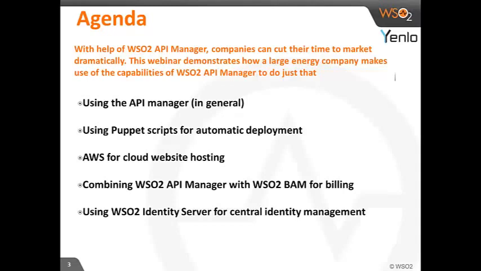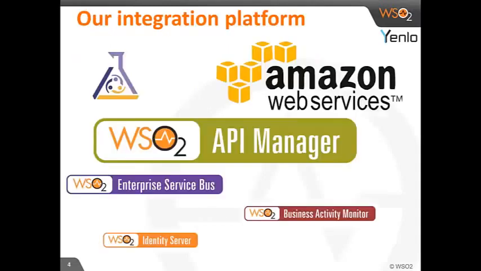We're going to see all kinds of products. We have Puppet, Amazon, and of course WSO2 products. We have the WSO2 API Manager, which is why we did the webinar today. We have the Enterprise Service Bus, the BAM, and the Identity Server.